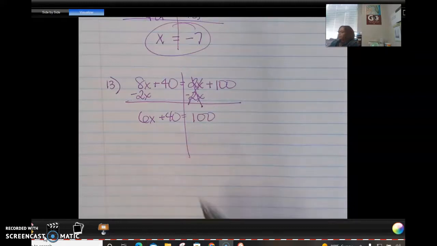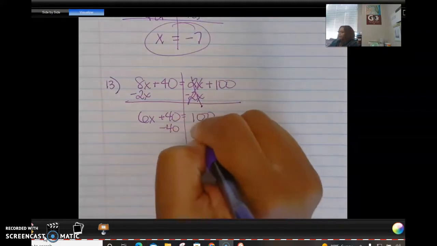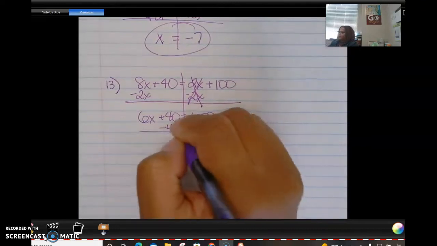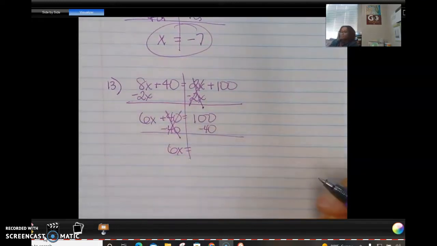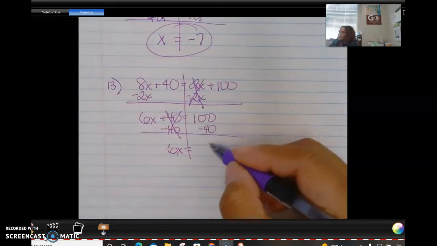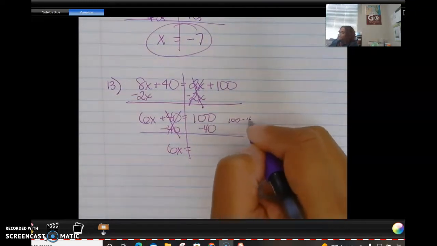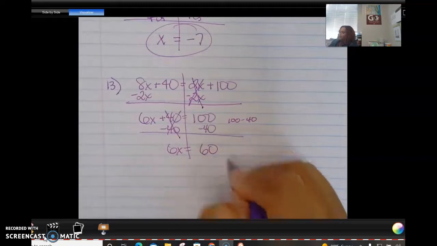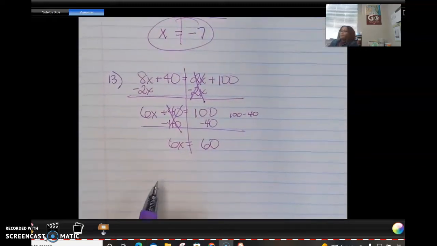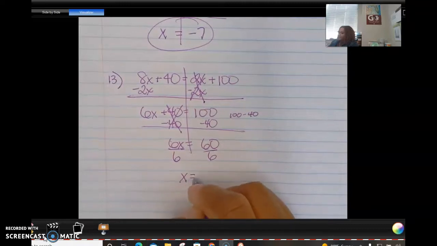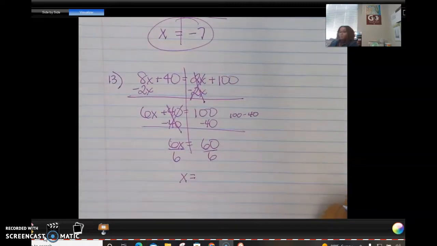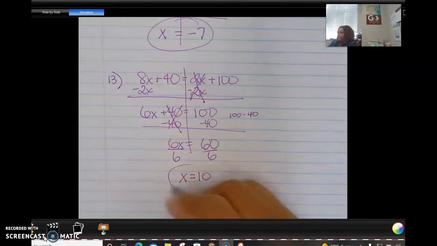Good. Minus 40 from both sides. These 40s cancel out. 6x equals 100 minus 40. 60, yes, you're correct. Then what's the last step? The last would be 6x divided by 6. Good, divide by 6 on both sides. X equals 10. 10, perfect.